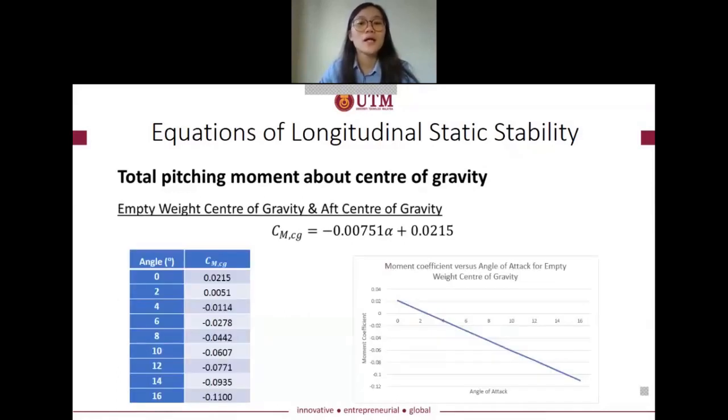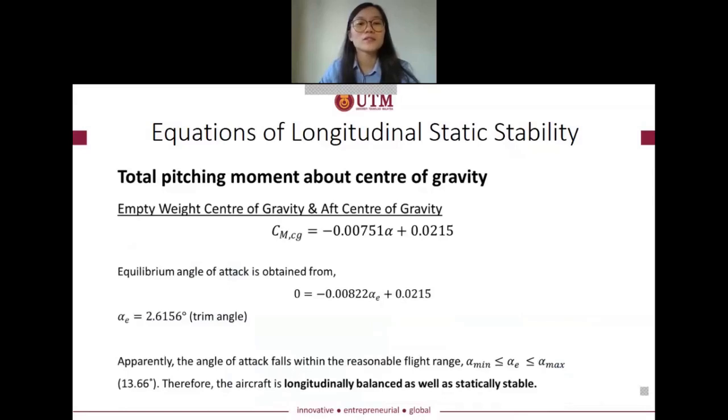The same procedure is calculated for the empty weight CG and aft CG. The figure shows that the aircraft is stable due to the slope obtained. Then the trim angle is obtained as 2.6156. Apparently, the angle of attack falls within the reasonable flight range. Therefore, the aircraft is longitudinally balanced as well as statically balanced.